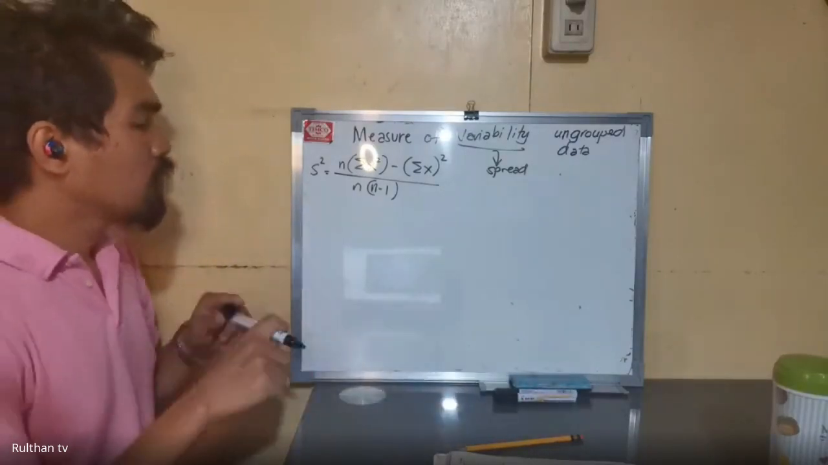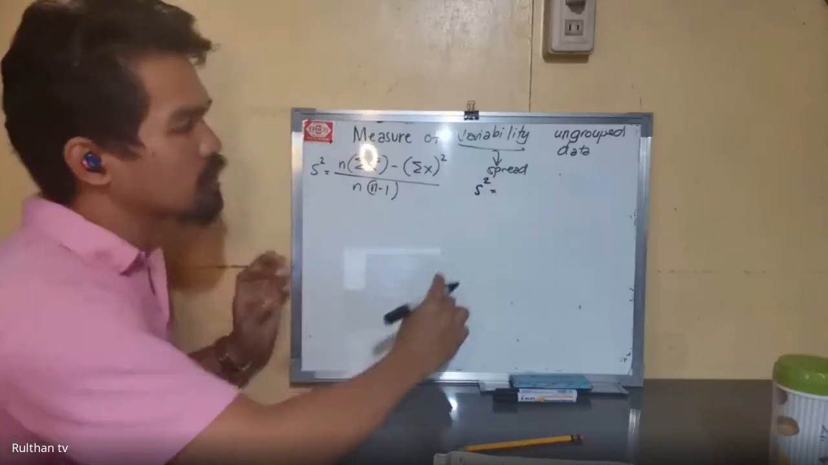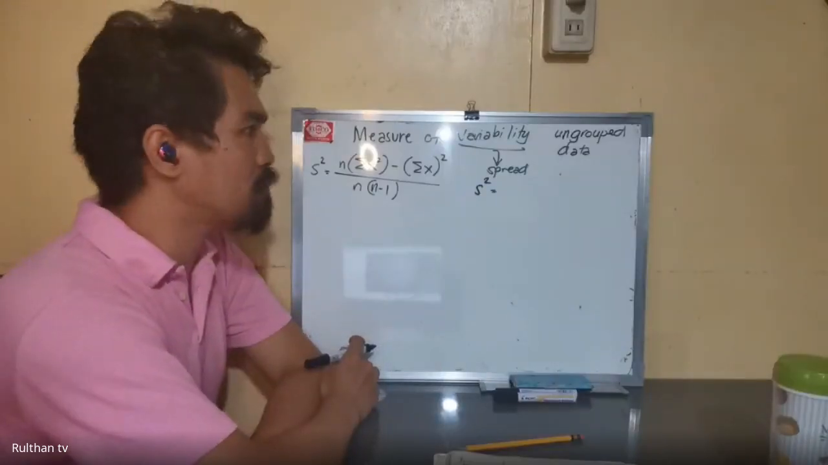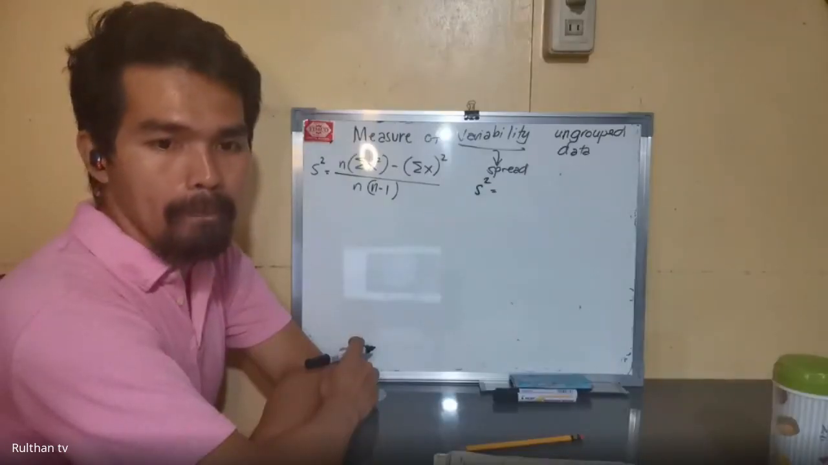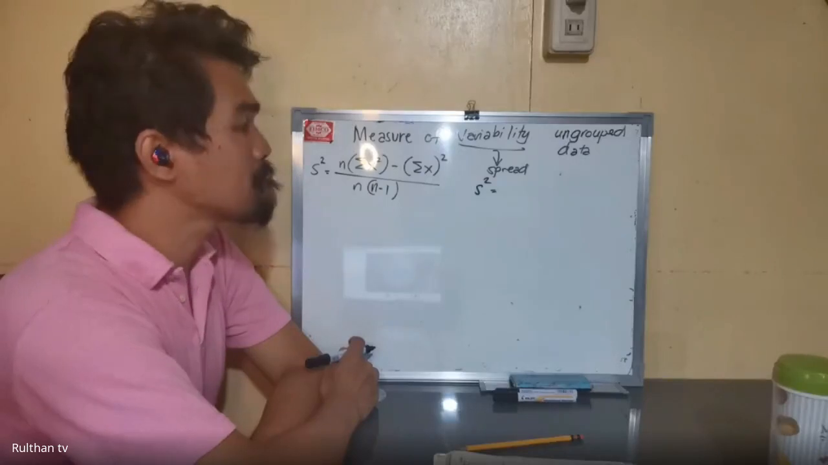Now, what is the other formula? S squared equals... Square root of variance. No, that is for standard deviation, but I am referring to the other formula.